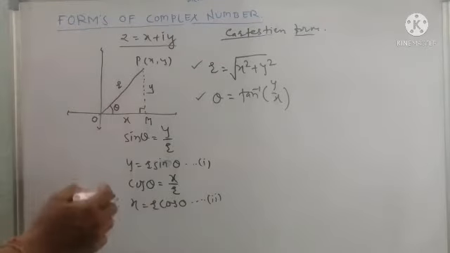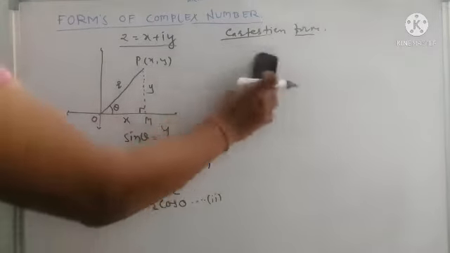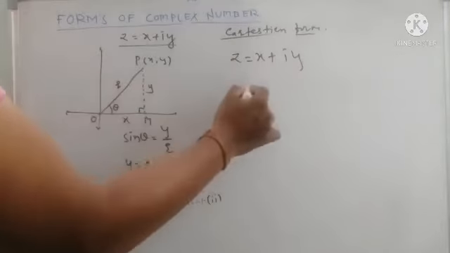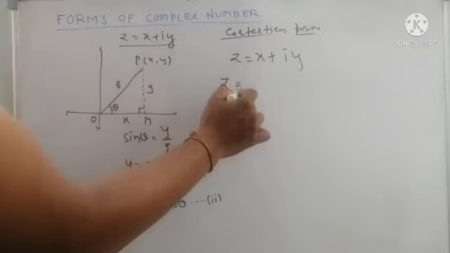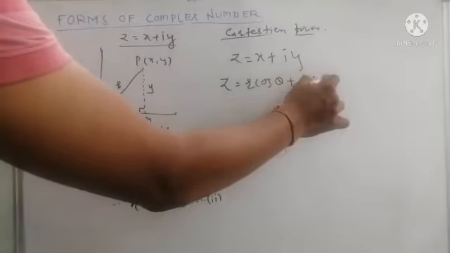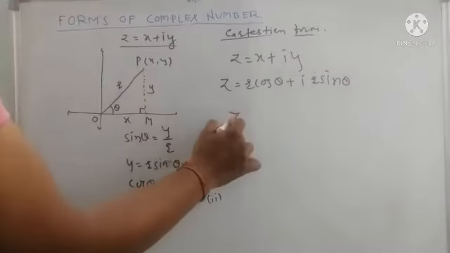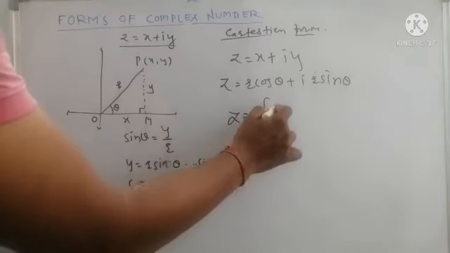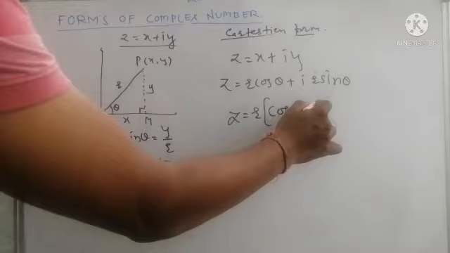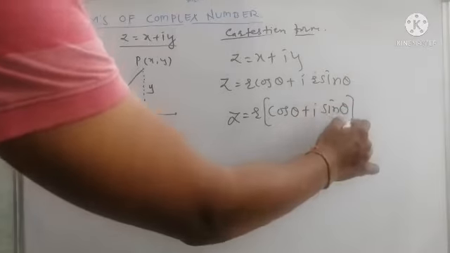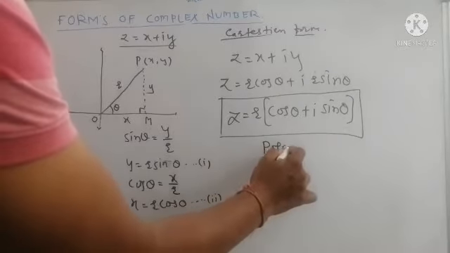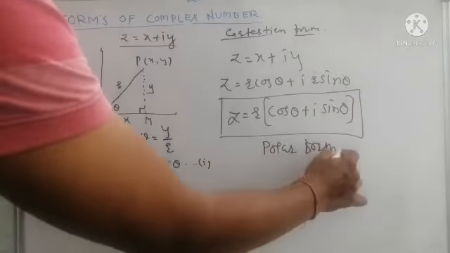Now putting this x and y in the Cartesian form of the complex number, which is z is equal to x plus iy, we get z is equal to, as x is r into cos of theta, plus i into y, as r into sine of theta. By taking r common, we get z is equal to r into bracket cos of theta plus i sine theta, and this is the form which is called the polar form of a complex number.